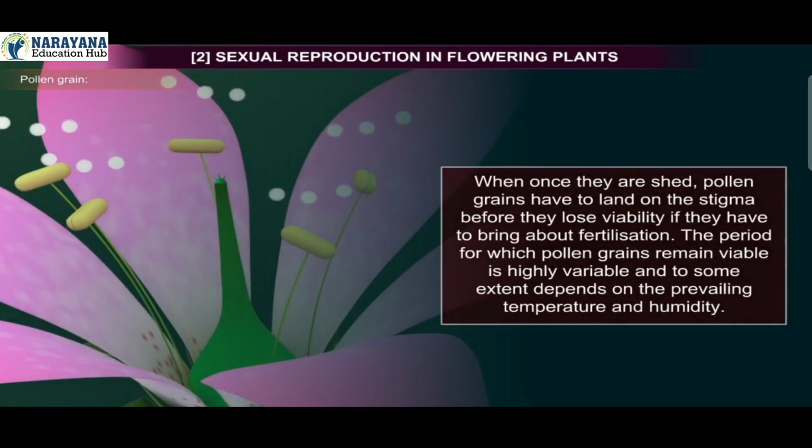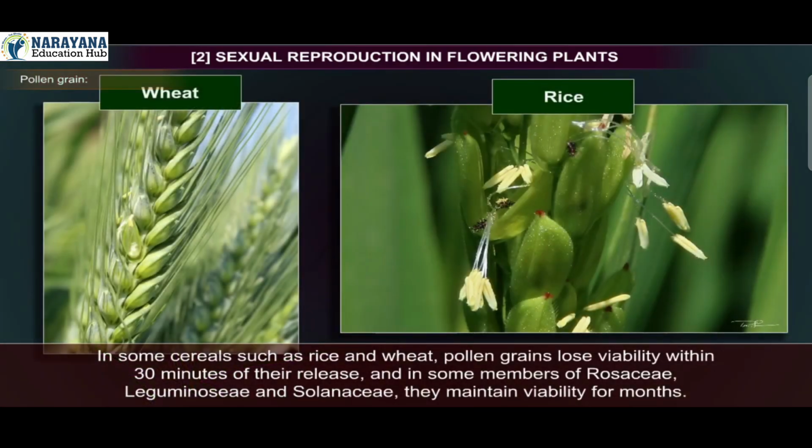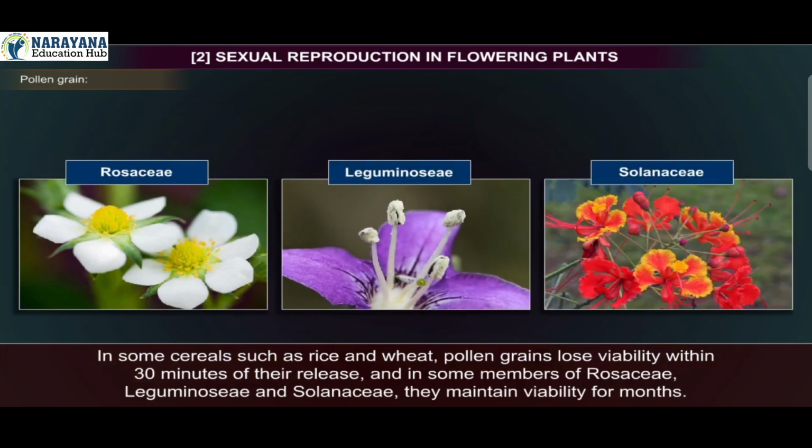When once they are shed, pollen grains have to land on the stigma before they lose viability if they have to bring about fertilization. The period for which pollen grains remain viable is highly variable and to some extent depends on the prevailing temperature and humidity. In some cereals, such as rice and wheat, pollen grains lose viability within 30 minutes of their release, and in some members of Rosaceae, Leguminosae and Solanaceae, they maintain viability for months.